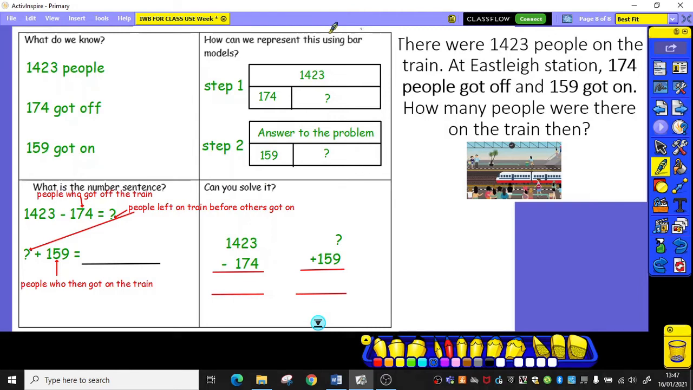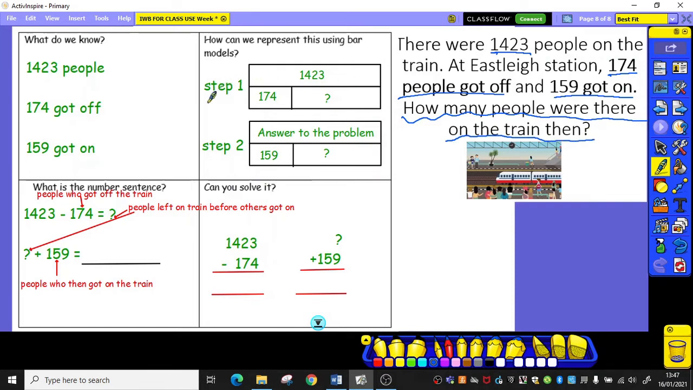So I'm going to read my problem to you here, and then I'm going to model solving it to you. Please bear in mind, the same as the bronze group, you must complete this grid for the first question that you do today. And then for questions 2, 3 and 4, you can just show your working. There were 1,423 people on the train. At Eastleigh Station, 174 people got off. 159 people got on. How many people were there on the train then?